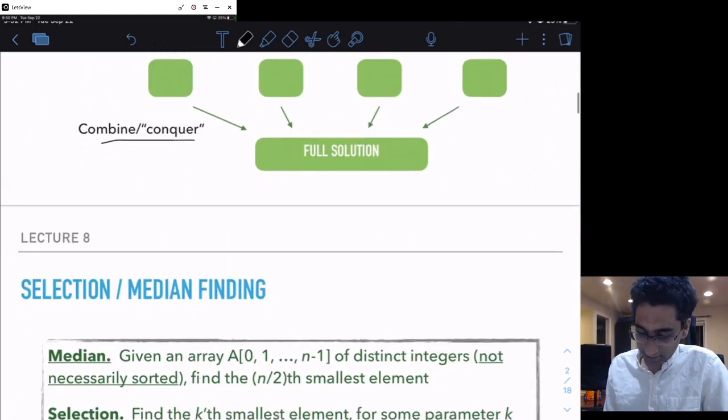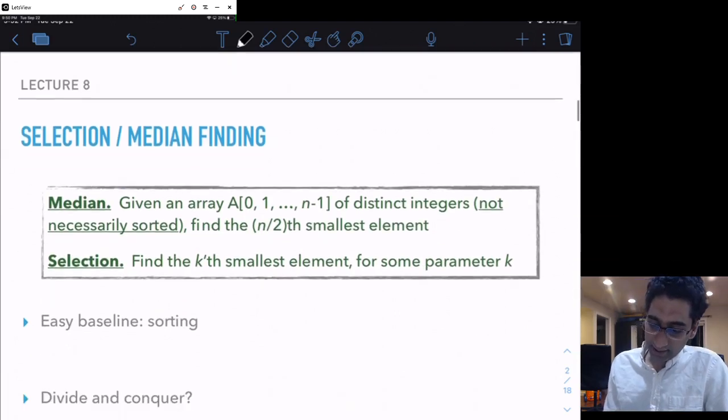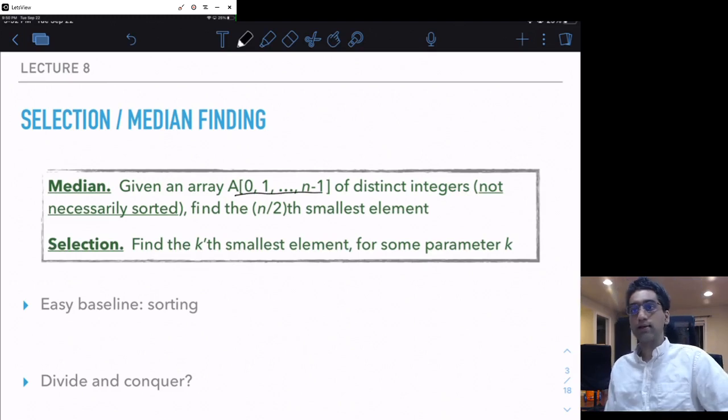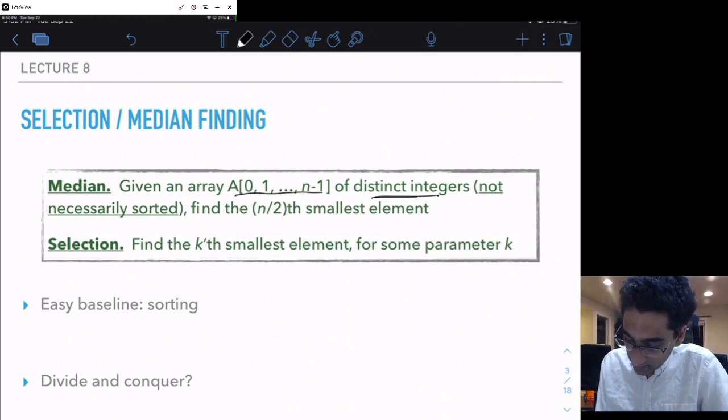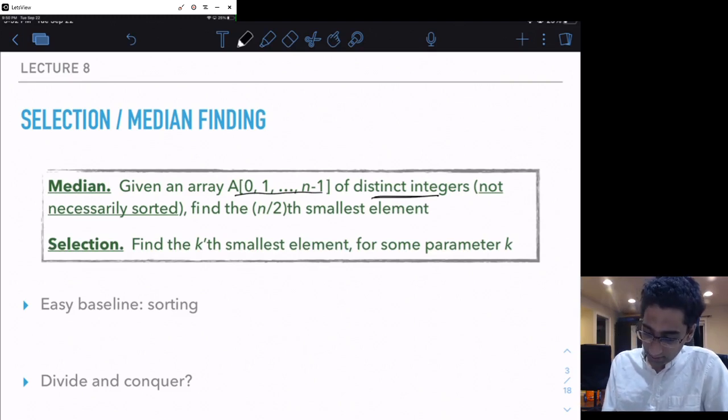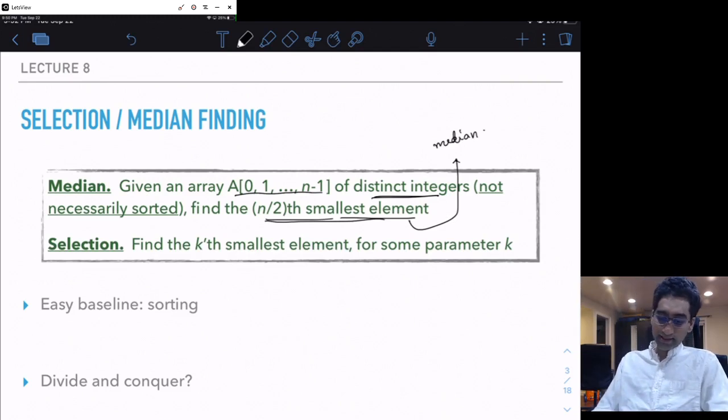Okay. So the problem is the following. It's what is called the selection problem, or you can also phrase it as median finding. So you are given an array A of let's say integers, and assume that they are all distinct for now. It doesn't really matter, but assume that they're all distinct integers. And the key point is that A is not sorted. Entries of A are arbitrary, and now the goal is to find the n by 2th smallest element. Such an element is called the median, in case you don't know. So the n by 2th smallest element is called the median.